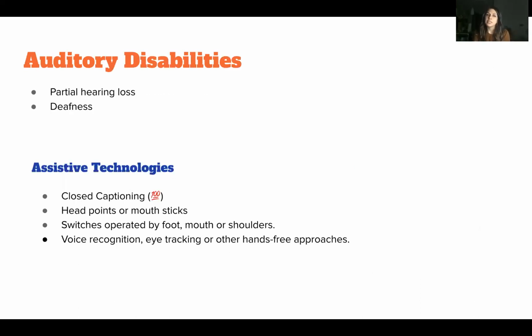And then auditory disabilities, that includes partial hearing loss and complete deafness. And I know closed captioning is pretty popular. I use it, even though I can hear. So I think it's really helpful for me for concentrating. I know a lot of people have mixed opinions, but also the head pointers or the mouse sticks, switches, and also voice recognition and eye tracking and other hands-free approaches to navigate.